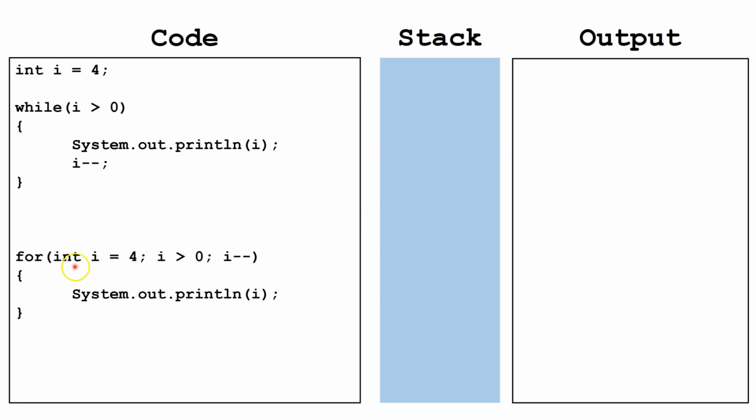Here we have for, start off I equal to 4. We continue running as long as I is greater than 0, and at the end of each loop, we decrement the value of I by 1.